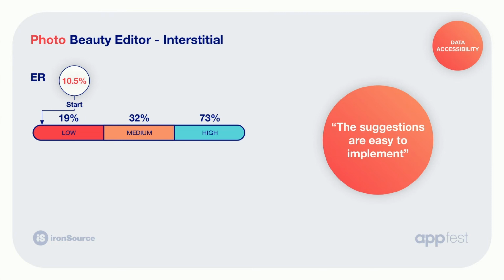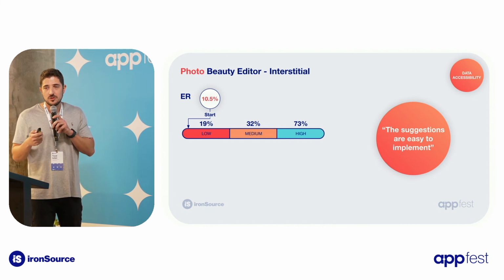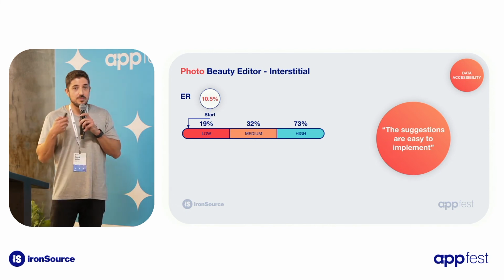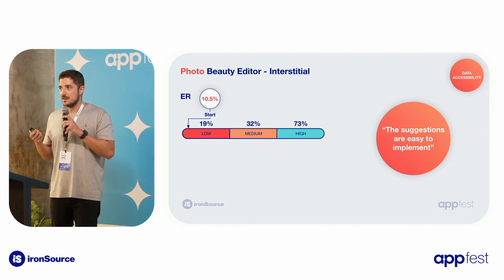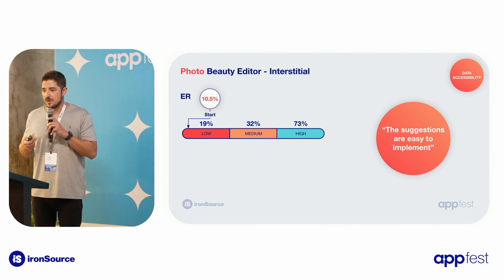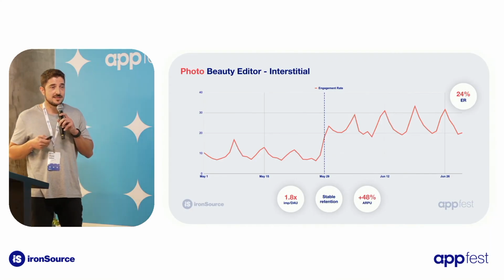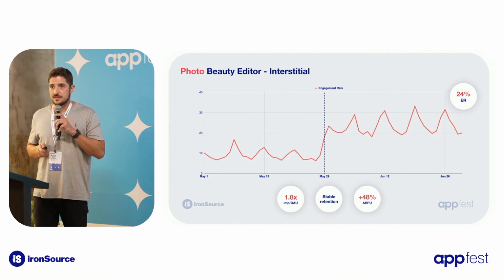Last but not least, this is an app beyond games. It's a photo beauty editor that just had a very bad timing of the interstitial. They showed it after the photo was already done instead of showing it during the built-in waiting time in the app. So they started off with a very low engagement rate. We gave them some recommendations that, according to them, were very easy to implement. And look at what happened. The engagement rate grew from 10.5 to 24%. Impressions per DAU almost multiplied. Retention remained stable, and ARPU grew by almost 50%.